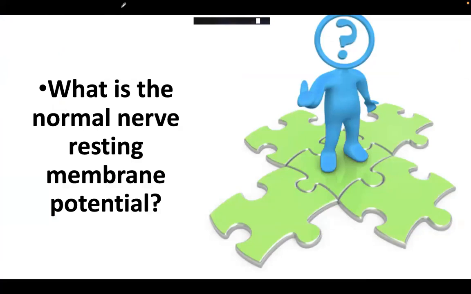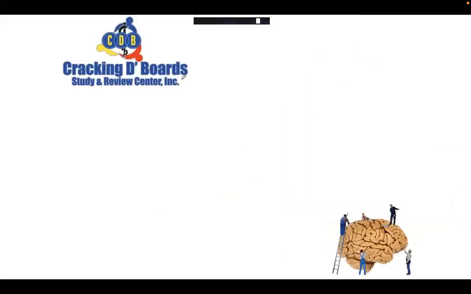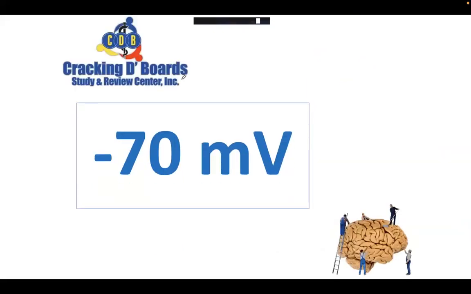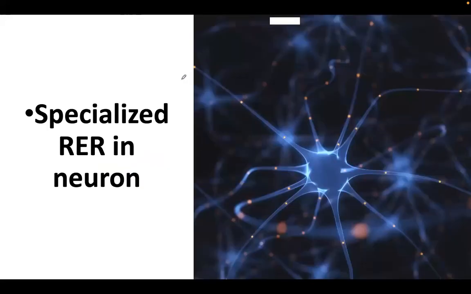Now, what is the normal resting membrane potential? Always remember the membrane potential at rest is negatively charged. Okay, the membrane potential at rest is negatively charged. So in the nerve, magic number is negative 70 millivolts. It is negative 70 millivolts.